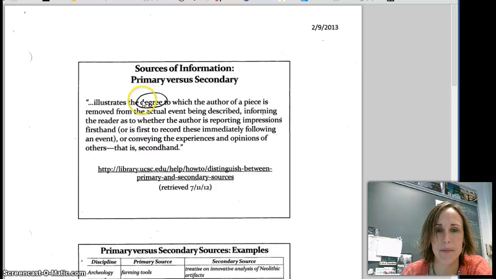Basically, what that means, and I had circled it while I was in the class, is the degree to which the author of a piece is removed from the actual event. So primary is the closest one can get to the actual event, tertiary would be as far away as one can get, and secondary is in the middle.